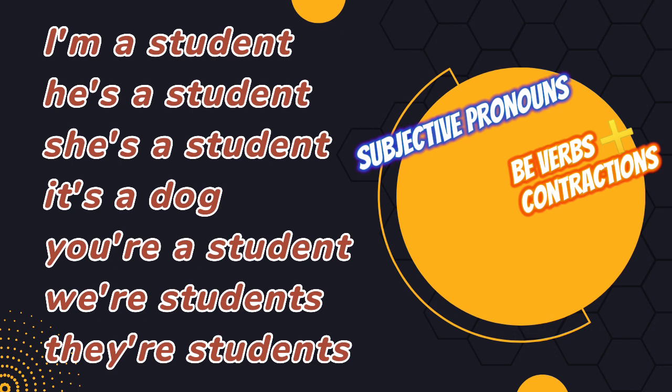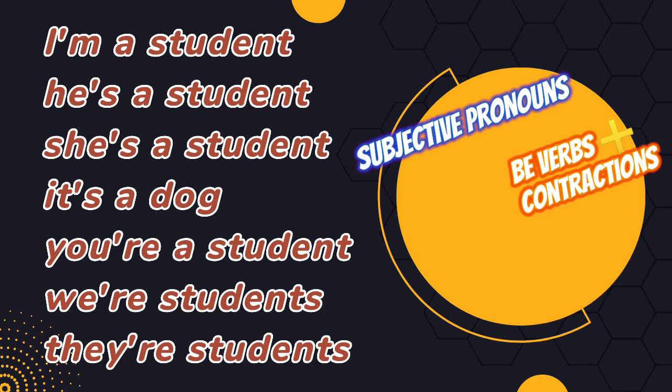Now remember, it is only used for a place, a thing or an animal. So we can't have those things be a student. So we have to say it's a dog. Okay, please repeat. It's a dog. It's a dog. The next one. You're a student. Please repeat. You're a student. You're a student.